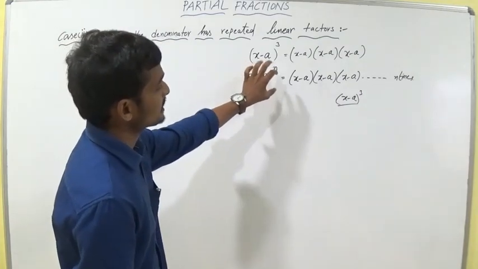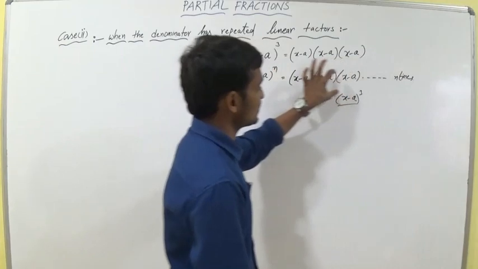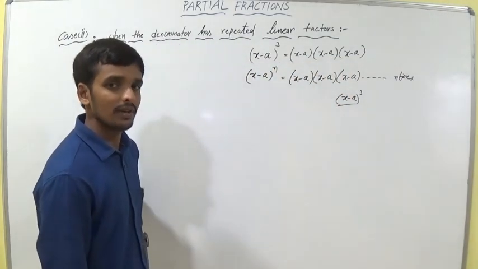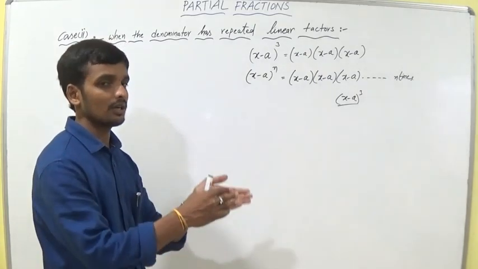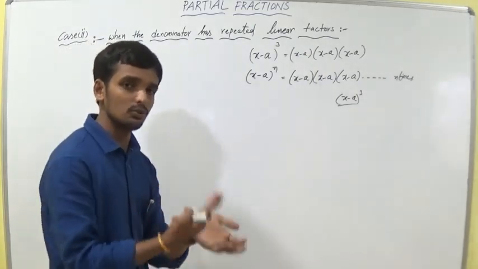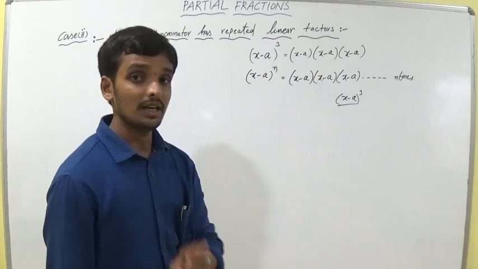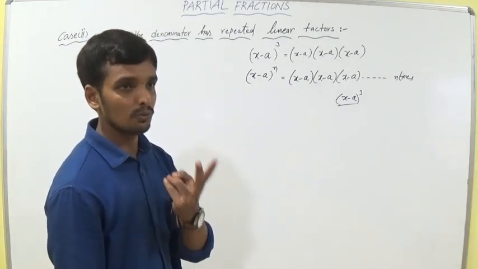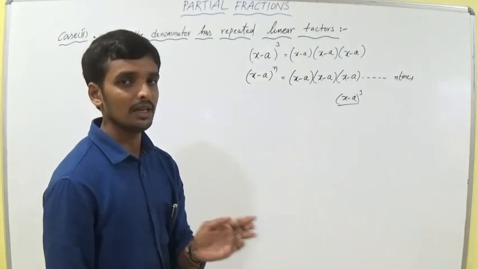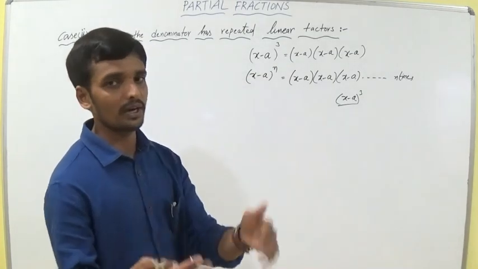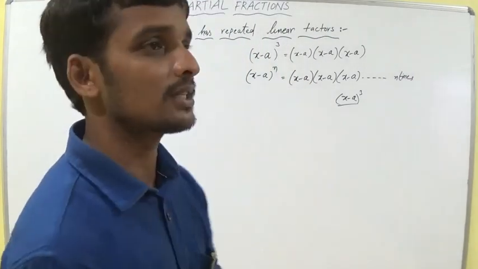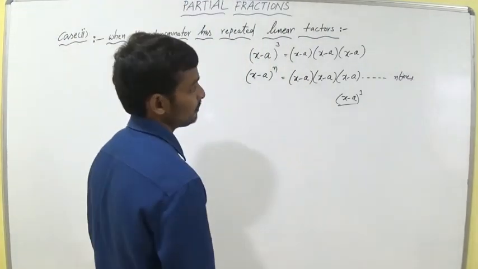The denominator g of x has these types of factors. That means, for example, if it has x minus 1 coming 2 times or 3 times or more than that. Not one time. If it has only one, that is not called repeated. Two times is repeating, 3 times repeating, 4, 5 and so on. So we have to learn what the topic of case 2 is.